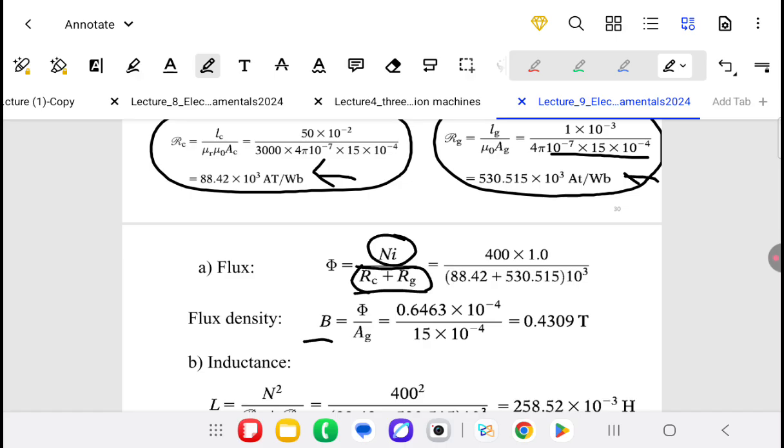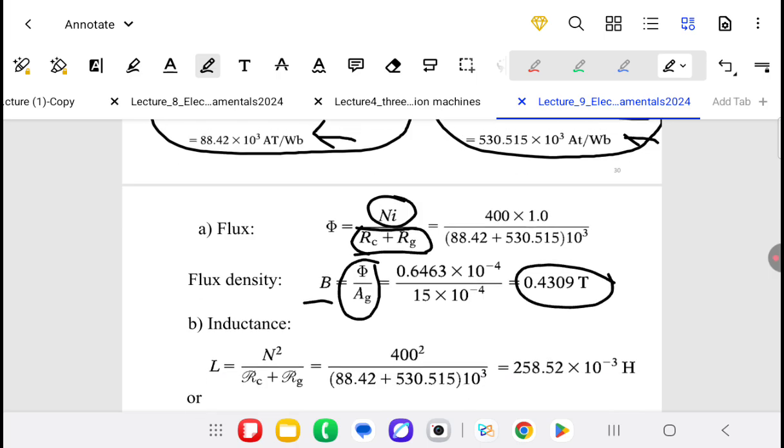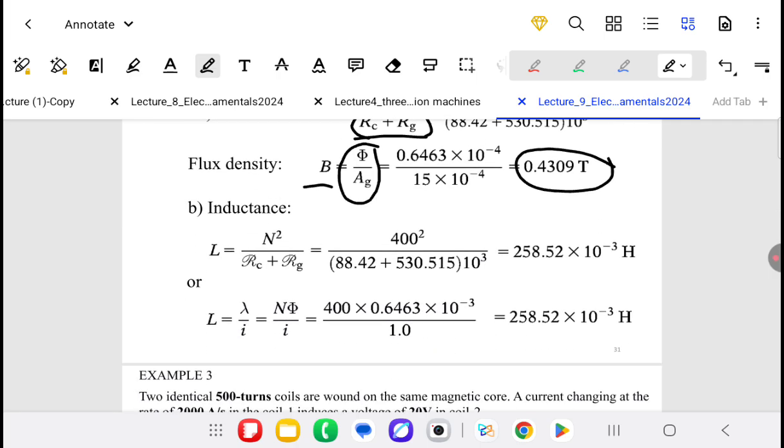The second part, we need to get the flux density. Then we divide the flux by the area of the air gap, which is 0.6463 times 10 power negative 4 divided by 15 times 10 power negative 4. Then we got the value of B equals 0.4309 Tesla.